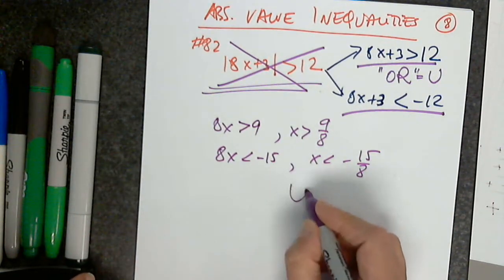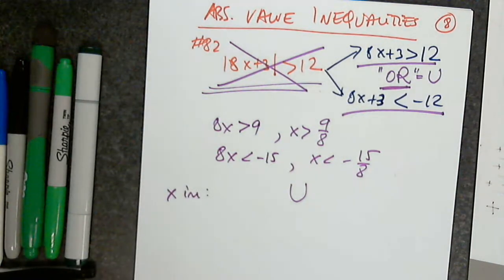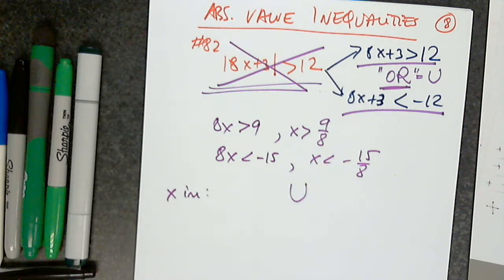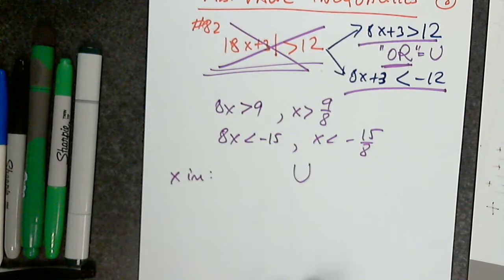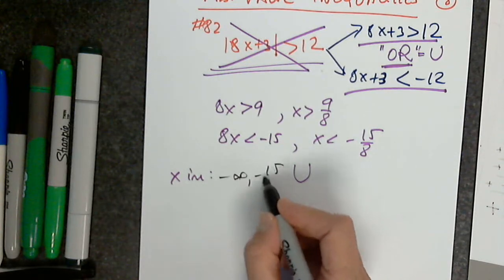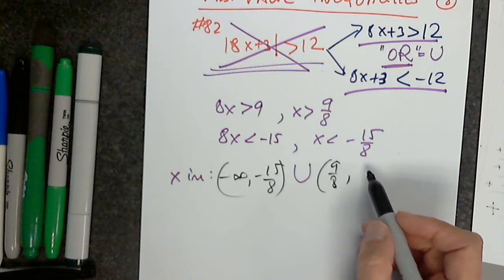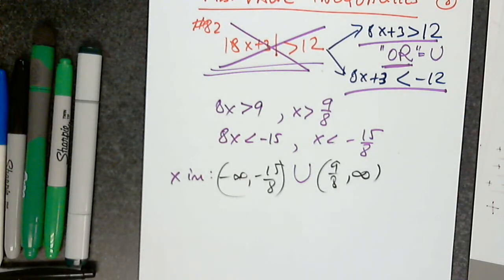The solution must have the union. That's the key here, the key word. So x in the interval. And please tell me how to write the solution of this inequality. Yes? X in the interval negative infinity to negative 15/8, union. Very good. 9 over 8, comma, infinity. Perfect. Excellent. That is the answer.